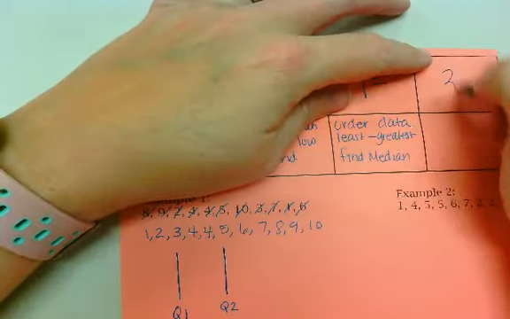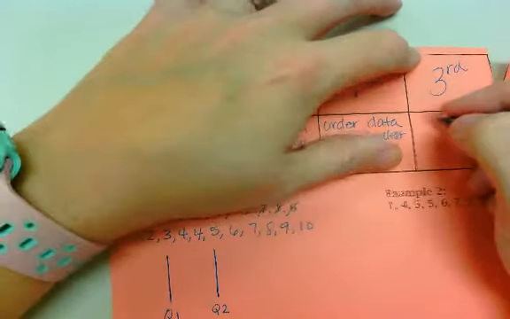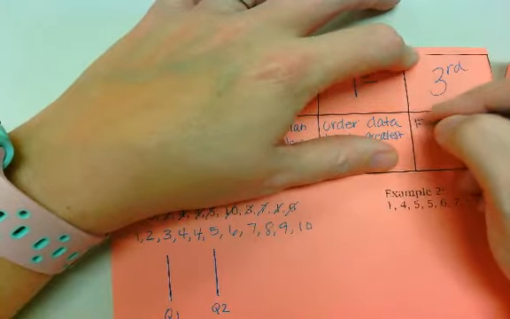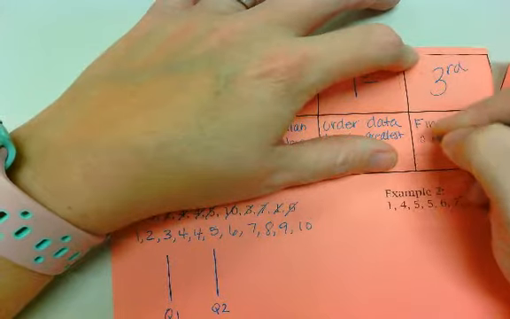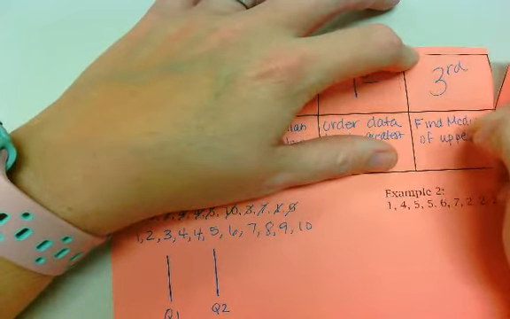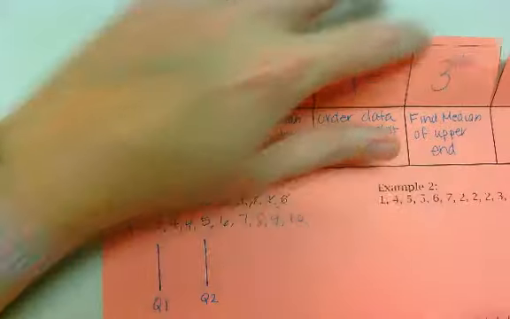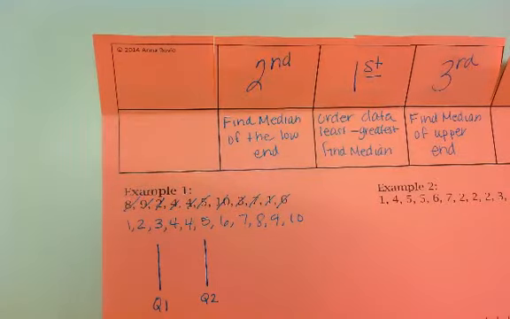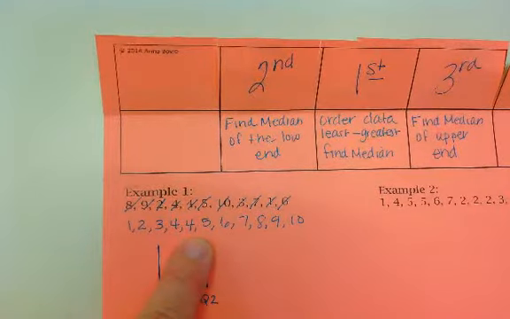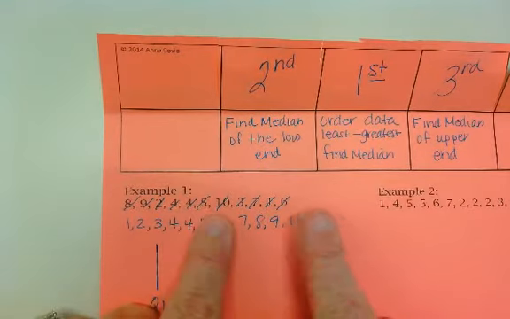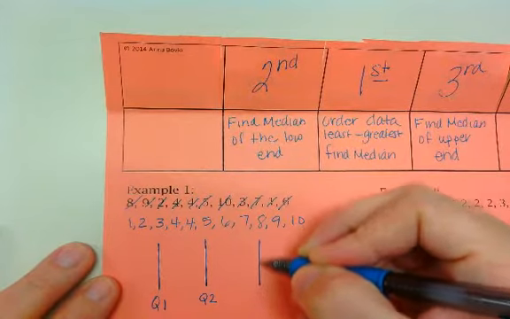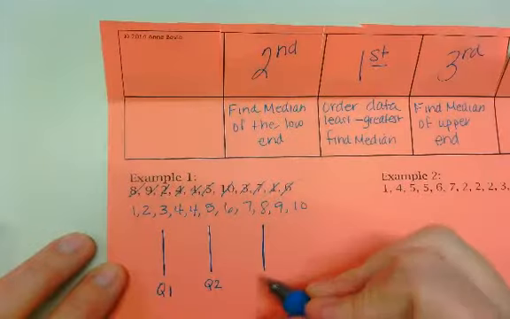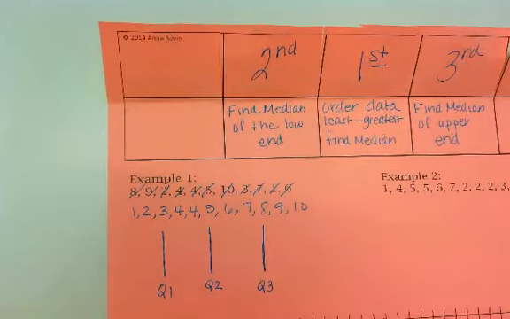Okay, so the third quartile would most likely be the upper quartile. To find the upper quartile, you have to find the median of the upper end. Again, we're not including our original median. So start on 6 and 10. Our median is 8. We're going to draw our line, and this is Q3.